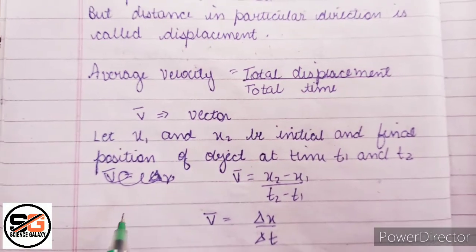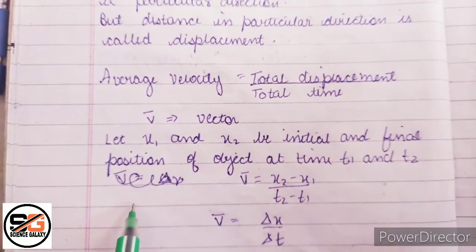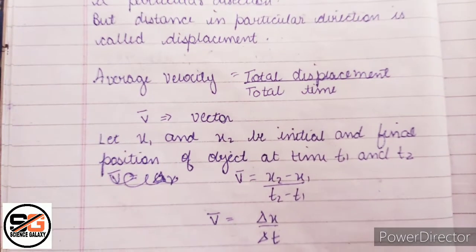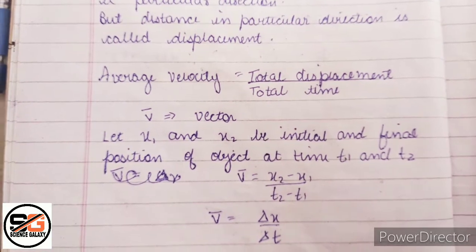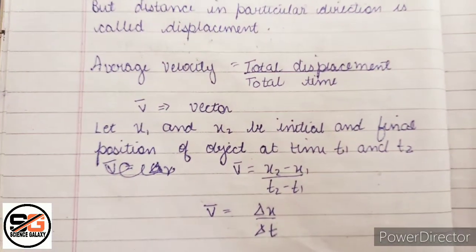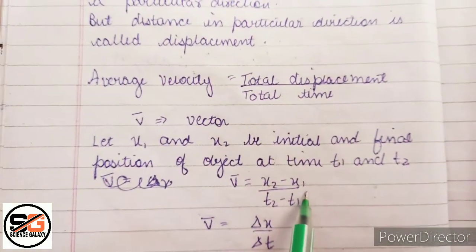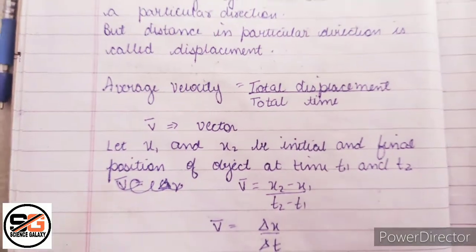If I say the object was at 10 centimeter, now it moved to 30 centimeter. How much distance did it cover? How much displacement did it cover? It covered 20 centimeter. x2 minus x1 means 30 minus 10.